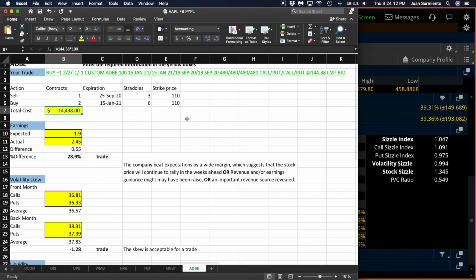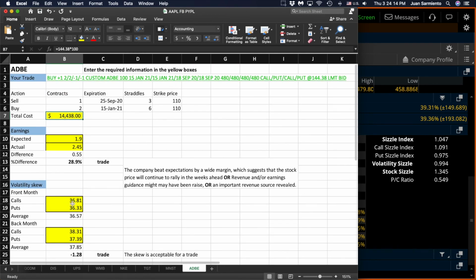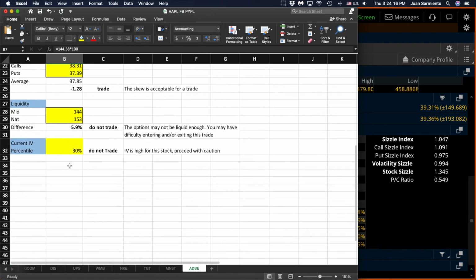Also, you need to see whether the implied volatility might be too high, and that's what this current IV percentile tells us. So 30% is a little too high. The volatility could still come down and hurt us. So I would simply say I'm going to avoid that.